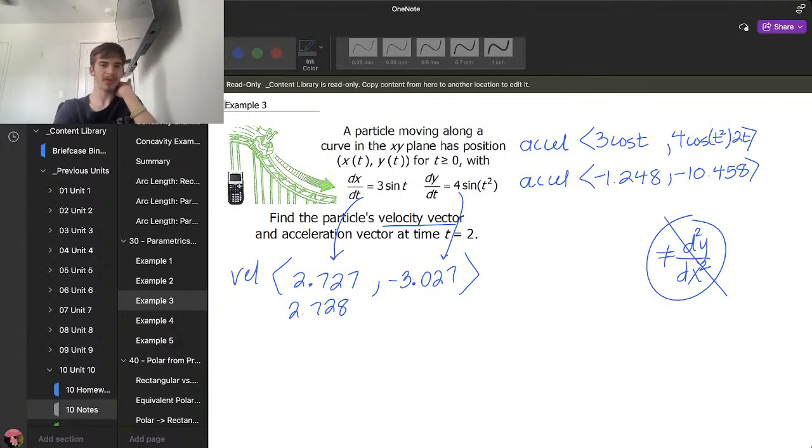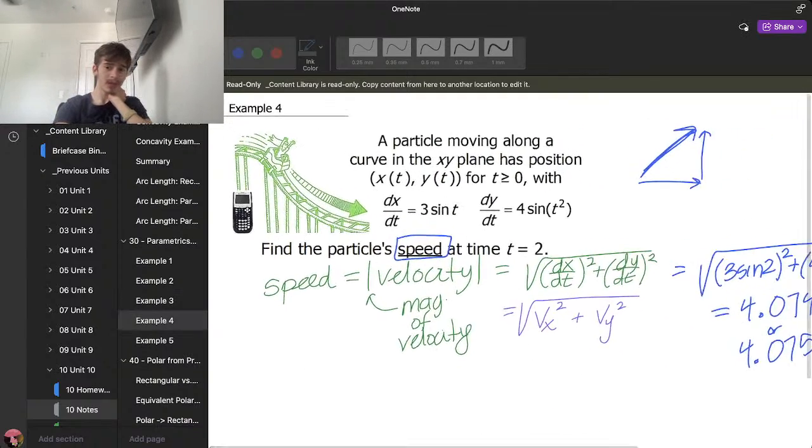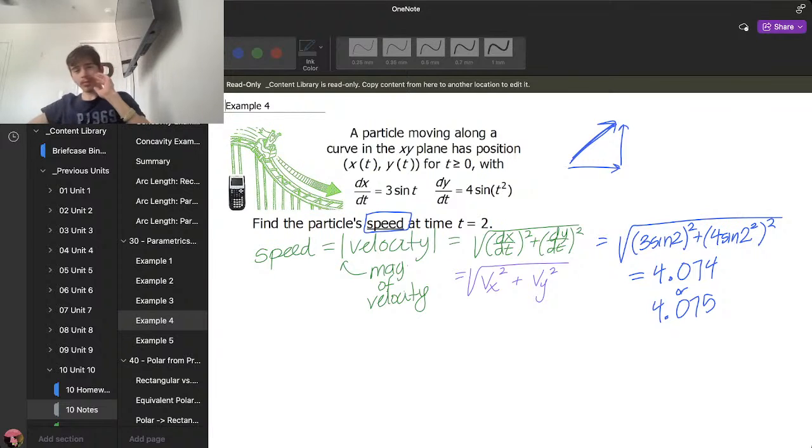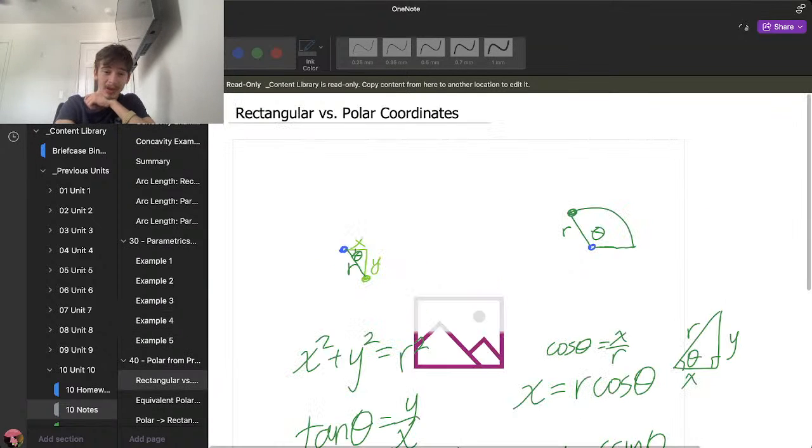Particle's velocity vector and acceleration vector. Substitute your values, take the derivative for acceleration of each individually. Speed is the absolute value of velocity, so the magnitude of velocity. Take the square root of (dx/dt) squared plus (dy/dt) squared. You should get your speed.